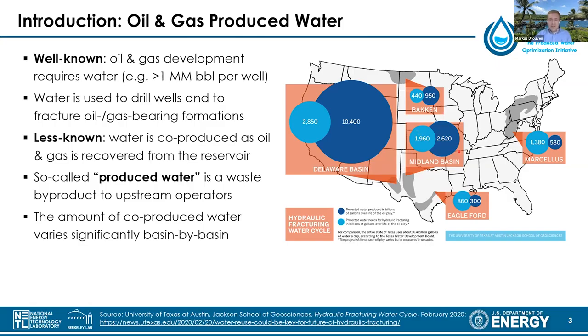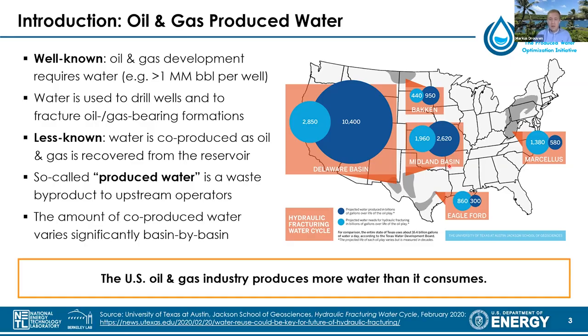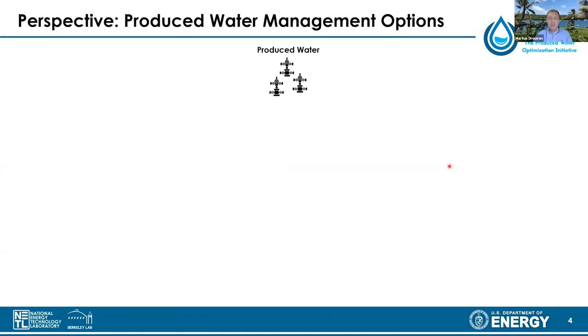And so the first takeaway message that I want to leave everyone with is that across the US, oil and gas actually produces more water than it consumes. So that's one sort of reality that I want us to hold on to. So now let me just say a few words about what people do with it. So water comes out of the ground. What are the next steps that we typically see?